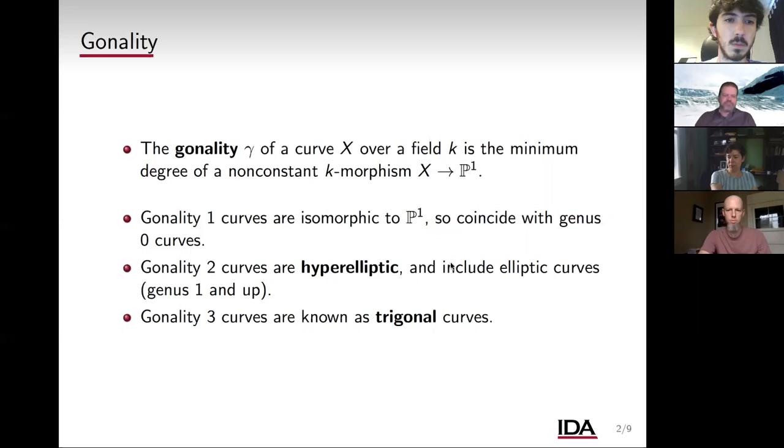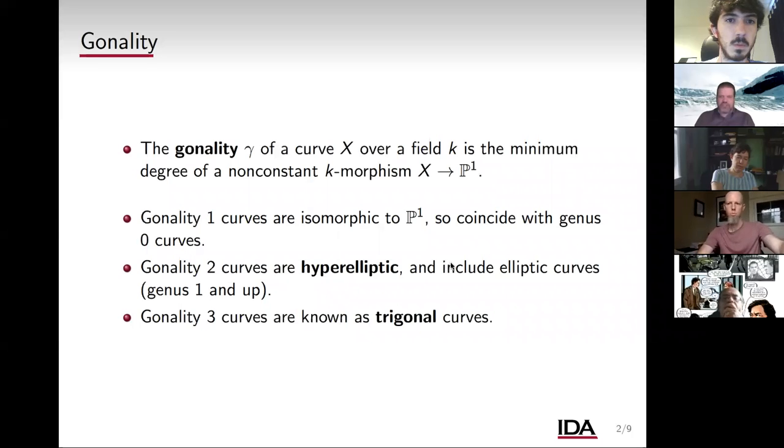And gonality 2 curves, there's a 2 cover which corresponds to hyperelliptic curves, and you can specialize that to elliptic curves. So those are genus 1 and up. And gonality 3 curves are known as trigonal curves, and I believe the word gonality was a back formation from the term trigonal. And just assume for the rest of this talk that I've defined curve to answer the question you're about to ask me about, is it smooth, etc.